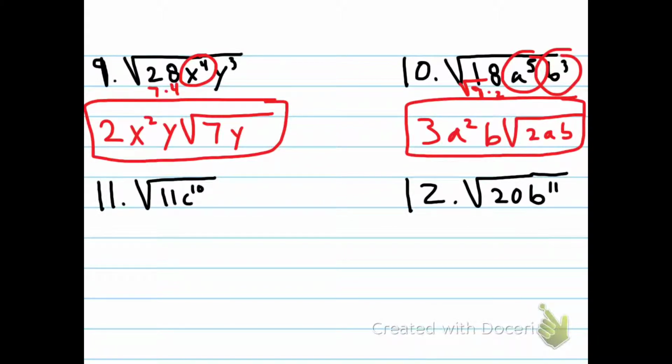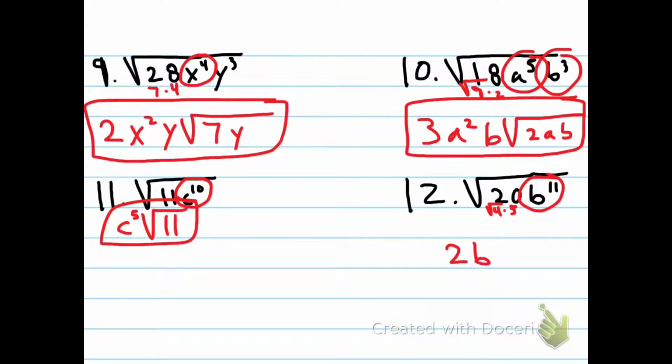For number 11, you can't simplify 11 down further, so you're just supposed to leave it on the inside. But you can simplify c to the 10th power. So you divide 10 by 2, and on the outside is c to the 5th root 11. And our last problem, the factors are 4 and 5, so the square root of 4 is 2. And then divide this by 2 and you get b to the 5th power, and on the inside there is 5b. So your answer is 2b to the 5th power root 5b.